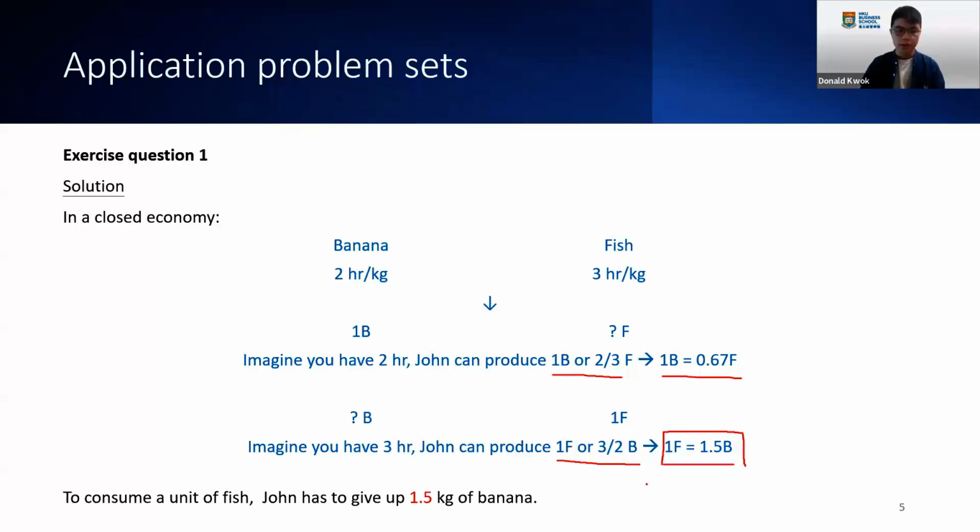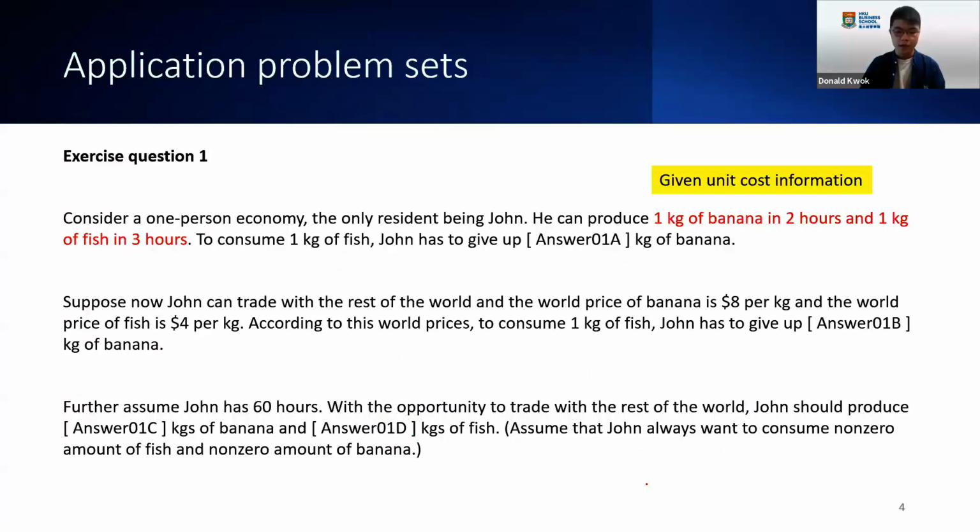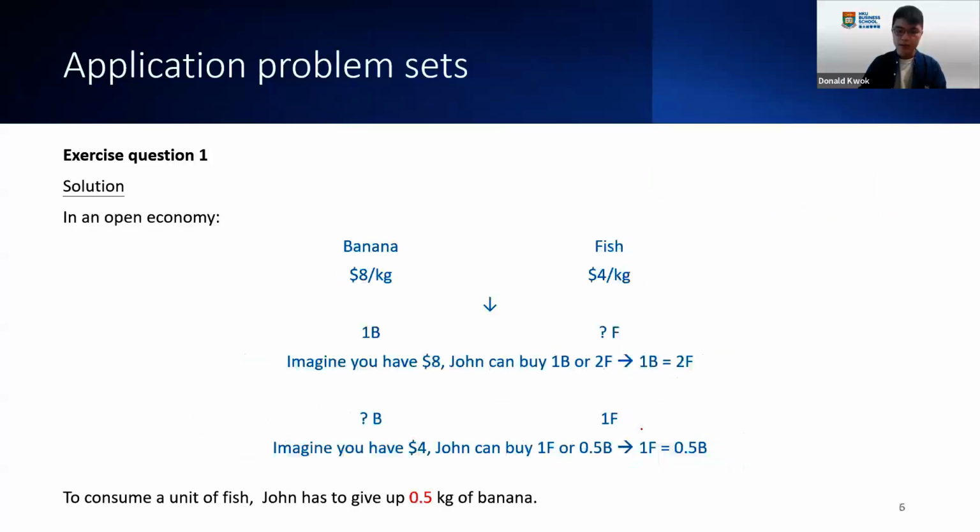All right, so this is the first part. And the second part: suppose John can trade with others in the world, and the world price of banana is $8, while the world price of fish is $4. According to the world prices, what would be the amount of banana that John has to give up to consume 1 kg of fish? Let's see. If John has $8, he can use it to buy 1 kg of bananas in the world market, or 2 units of fish in the world market. So this is how we obtain 1b equals 2f as the world terms of trade.